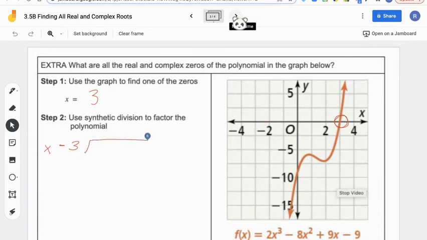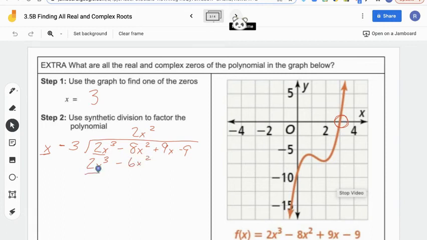And we're going to divide that into our original equation, which is 2x cubed minus 8x squared plus 9x minus 9. Okay, so let's start to divide that. We ask, x times what is 2x cubed? Well, that's 2x squared. 2x squared times a negative 3 would be negative 6x squared.